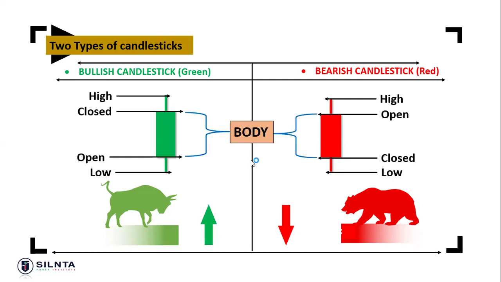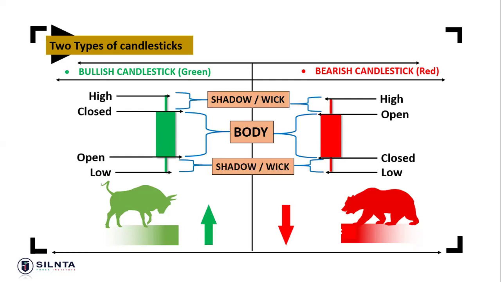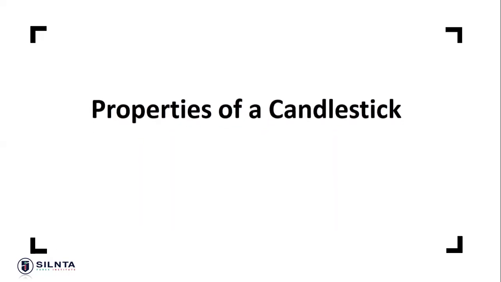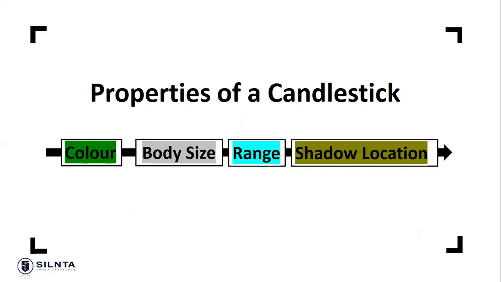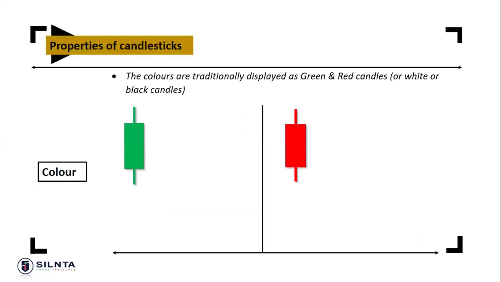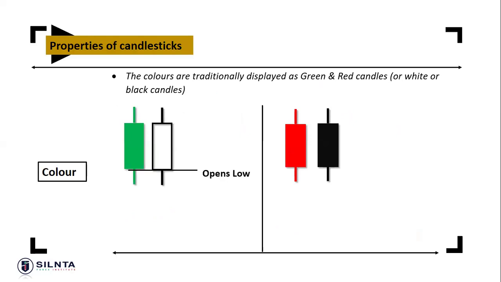All right, great. And then the shaded part, it's known as the body of the candle. And then these lines on top and at the bottom, they are known as shadows or wicks. Okay? So we now move to the properties of candlesticks: the colors, the body size, the range, and the shadow location. So the colors are traditionally displayed as green and red candles, or white or black candles. Okay? The open or the low, and then the closing or the high.